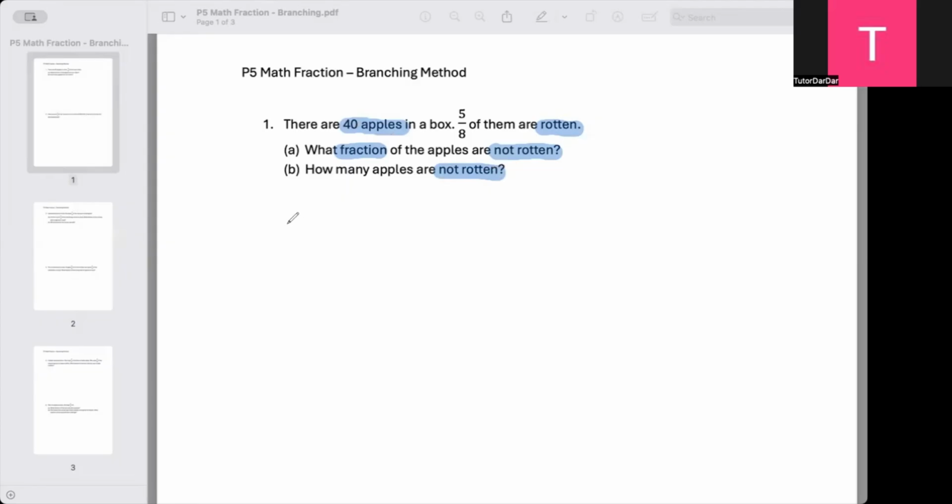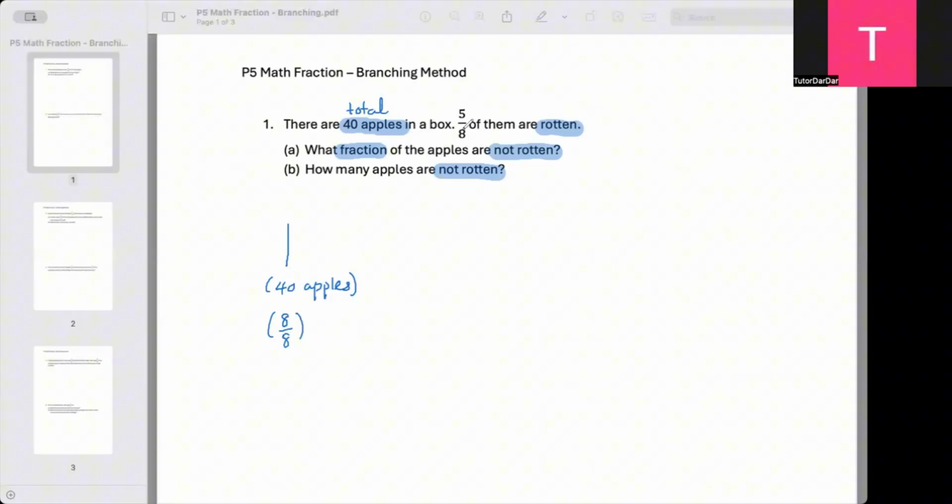Every fraction starts with one whole. And for this one whole, you can see these 40 apples is the total. So this one whole is going to be the total, which is 40 apples. Okay, and you can see 5/8 of them are rotten. That means these 40 apples, this one whole, is also equivalent to 8/8. It's the 8/8, which is the one whole.